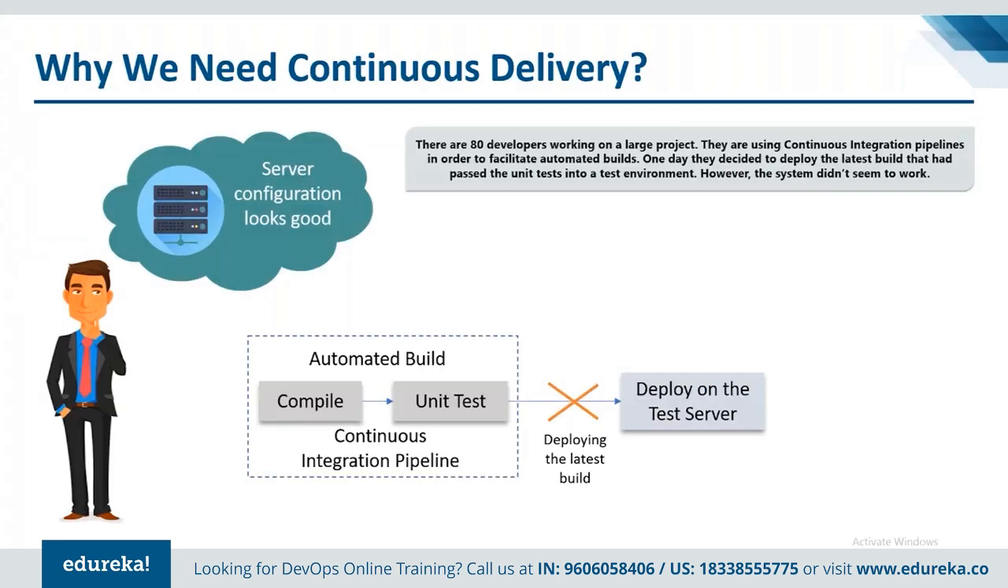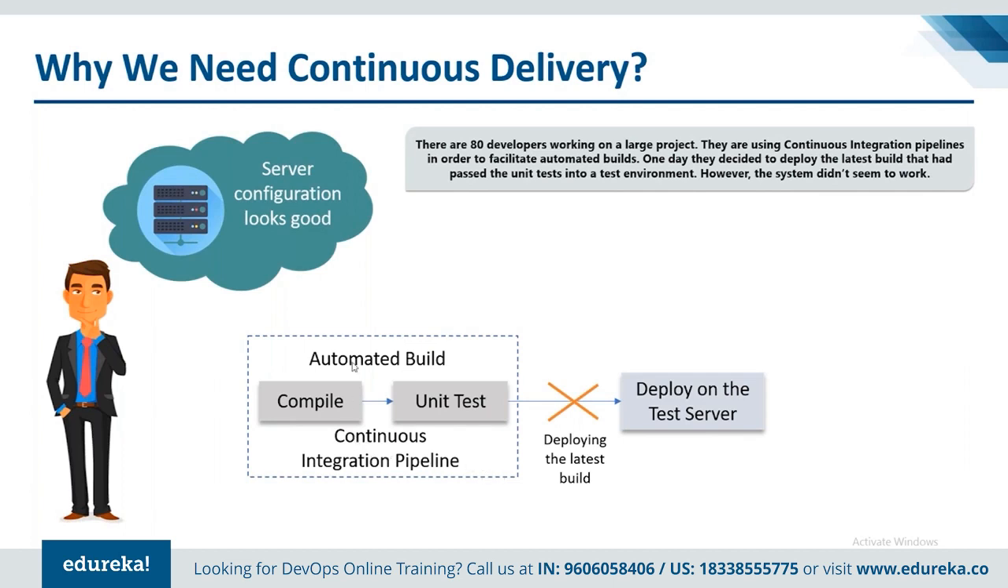Let's understand this by a simple example. Let's suppose there are 80 developers working on a single project, right? They may be using continuous integration pipelines to facilitate automatic builds. Now, one day, all the developers wanted to deploy the last build that had passed the unit test into a testing environment. However, the entire system did not work. Theoretically it should work, but practically it didn't work.